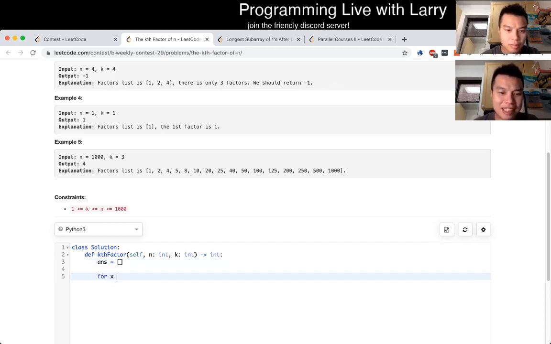Basically I just do a brute force and check all the factors, put them in a list, and then return the k-th factor. You don't even have to put it in a list actually, but I put it in a list, and then you just check it.